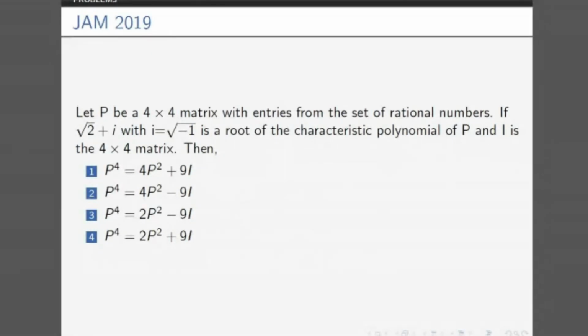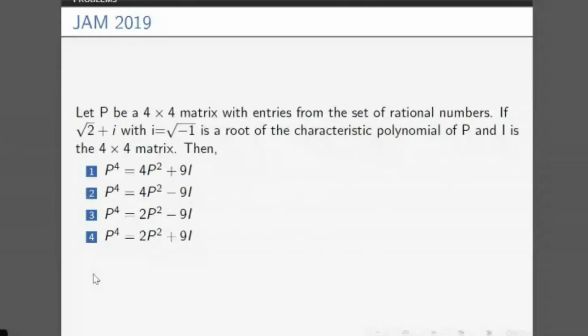Since P is a 4x4 matrix and the entries are from the rationals, in particular from the reals, and root 2 plus i is a root of the characteristic polynomial, then root 2 minus i is also a root of the characteristic polynomial. Okay, very good. Please don't interrupt. Just one at a time. Sorry. Then we can take, okay, if root 2 plus i is a root, then root 2 minus i will also be a root.